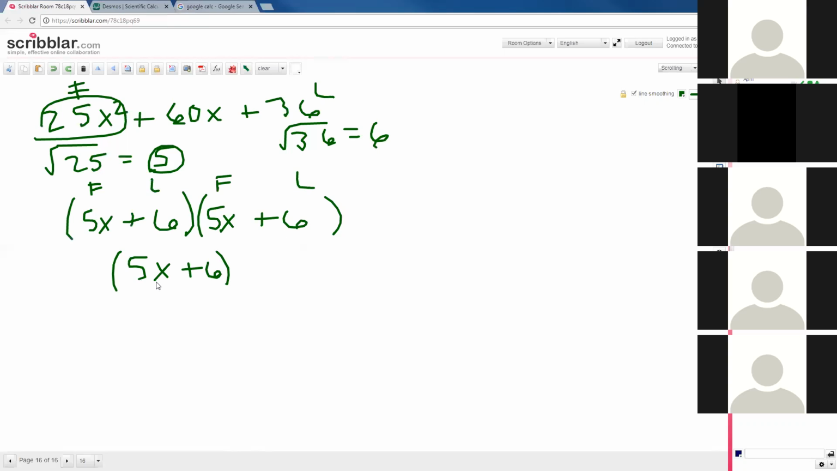So 5x plus 6 squared, since there are 2 of them, you just write the 2 parentheses as 1 and just put a squared, because that means multiply something by itself.